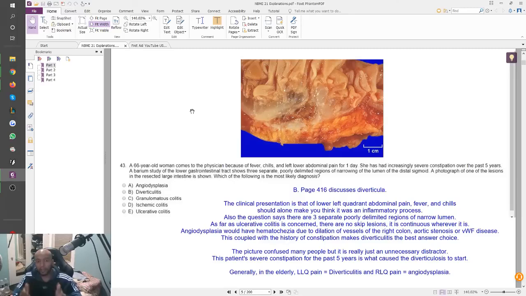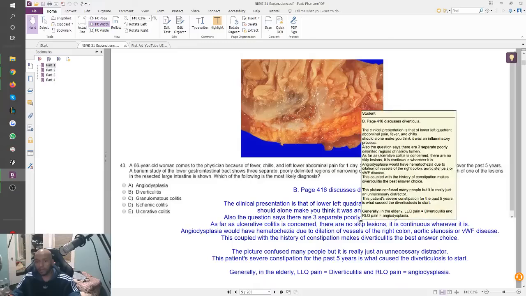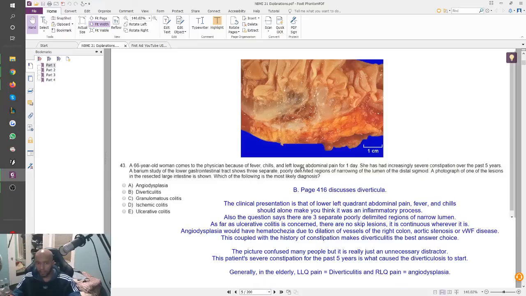Now you look at all your answer choices: angiodysplasia, diverticulitis, granulomatous colitis, ischemic colitis, or ulcerative colitis. The clinical presentation of lower left quadrant abdominal pain, fever, and chills should alone make you think this is an inflammatory process, right? This is what they described in the question. Also, the question says there are 3 separate, poorly delimited regions of narrow lumen. As far as ulcerative colitis is concerned, answer choice E, there are no skip lesions, so you can definitely knock that out. They would be connected, not 3 separate areas.